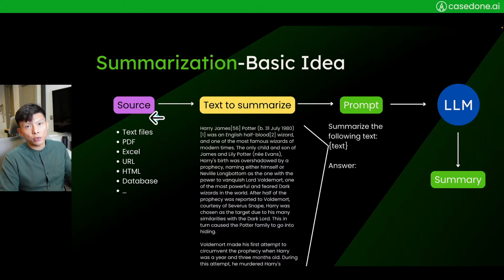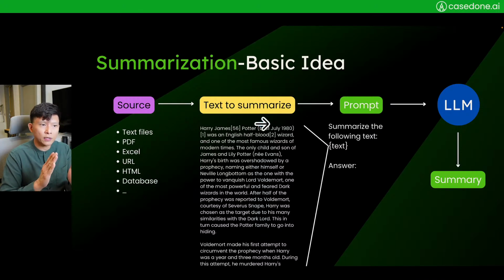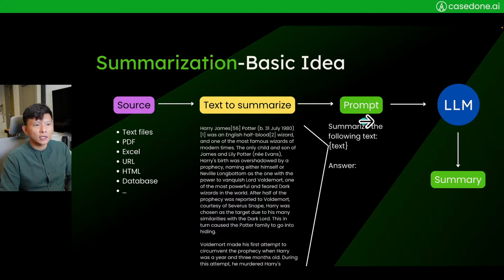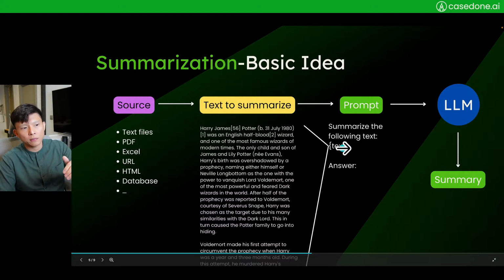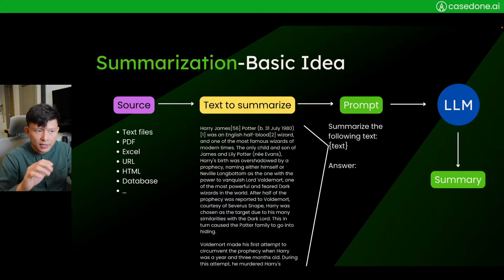When you have a source, you need to load the text in order to be ready for summarization. And when you load it up, you are forming the prompt. This is one of the prompts that is possible for this task. The prompt says, summarize the following text, and then you put in what you have loaded into that prompt. And then you end the prompt with answer. This prompt will be effectively understood by the LLM so that it will create a summary of the given text. This is the basic idea.